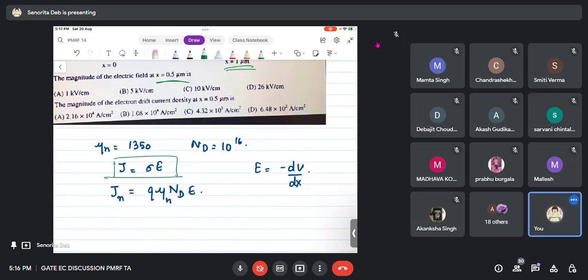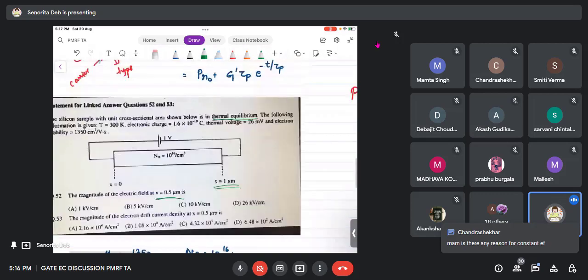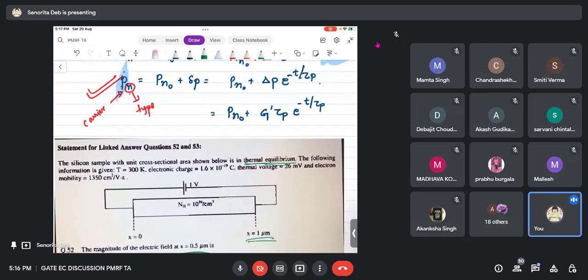Chandrasekhar, is that fine? As I mentioned, it is at thermal equilibrium, there is no motion or nothing happening there. That is why they have particularly mentioned that it is in thermal equilibrium. So you have to be very careful about this terminology. I remember this question when I was also practicing, I was making this mistake. But you will see, Chandrasekhar, that none of your answers will match if you take x equals 0.5 micron. That is also one way you can think of it.